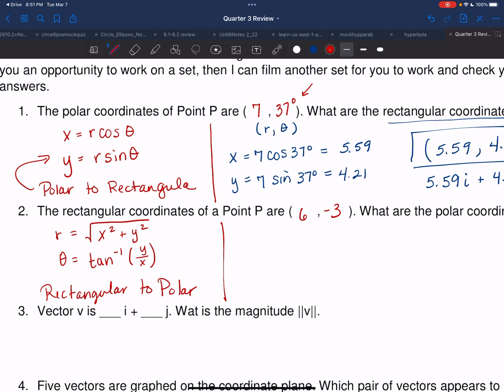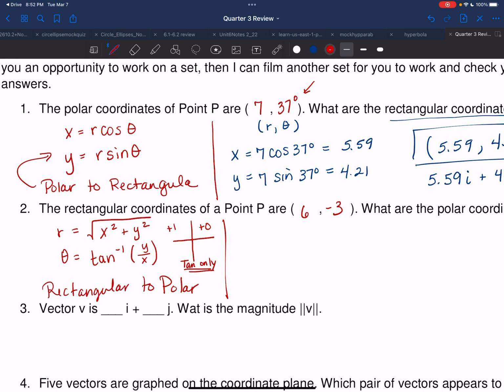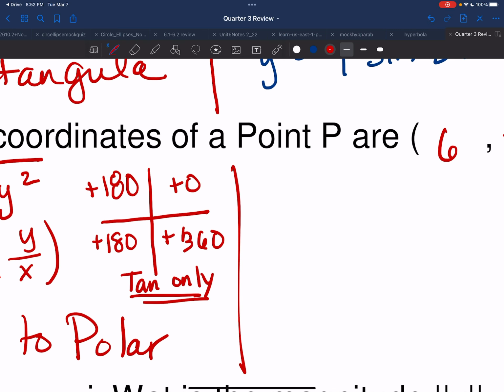Now there's that weird thing with your tangent. We always want to give the angle with respect to the positive x-axis. So with tangent only, if you were in quadrant 1, you do nothing to the answer that you get on your calculator. If you're in quadrant 2, you're going to add 180. If you're in quadrant 3, you add 180. And if you're in quadrant 4, you add 360. Okay?